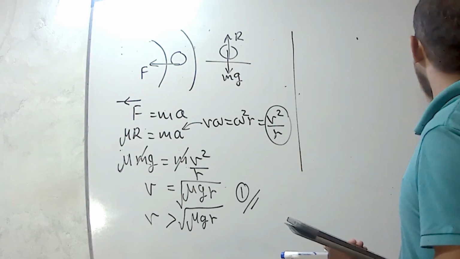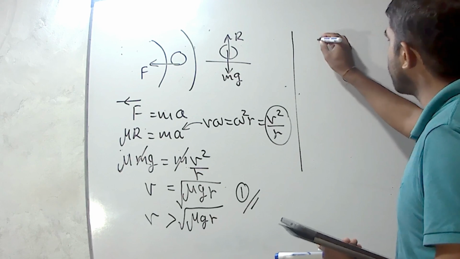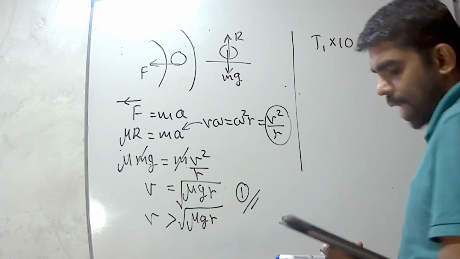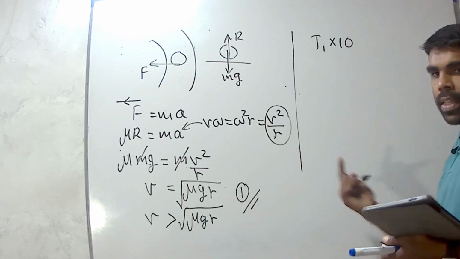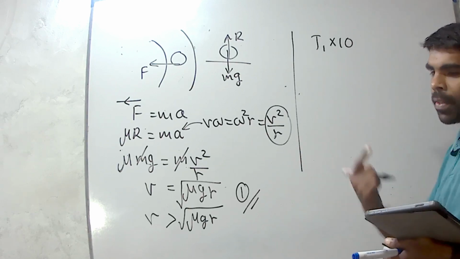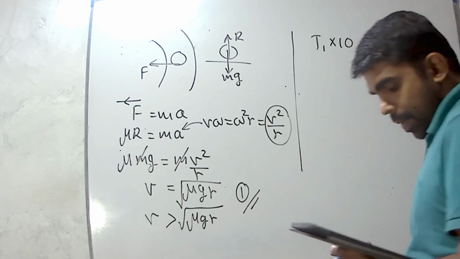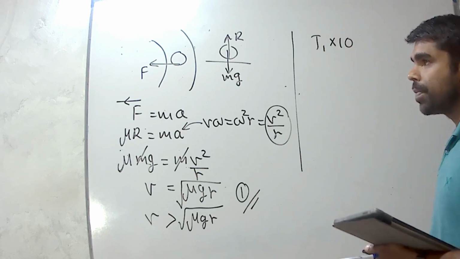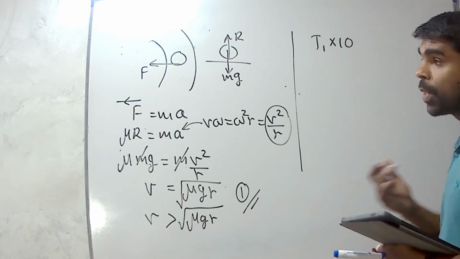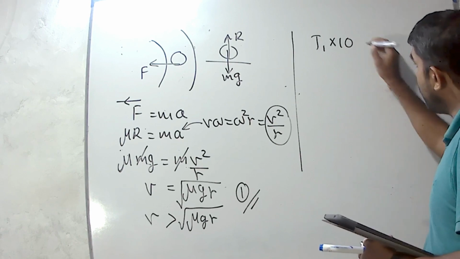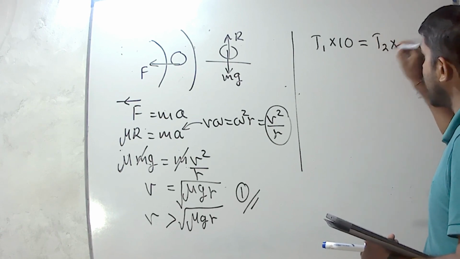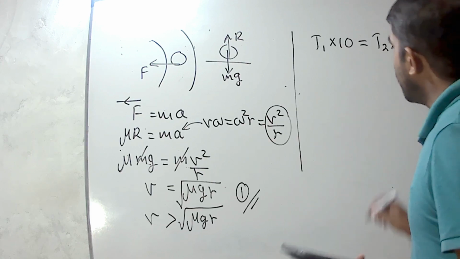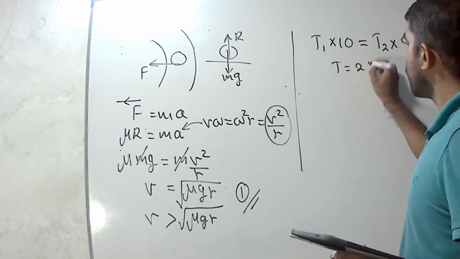We can get the time taken to complete 10 rounds by the first athlete. T means period, the time taken to complete a full revolution. T1 times 10 is the time taken to complete 10 circular paths. It should be equal to T2 times 9, where T2 is the period for the second athlete. We know that period is 2 pi r over v.